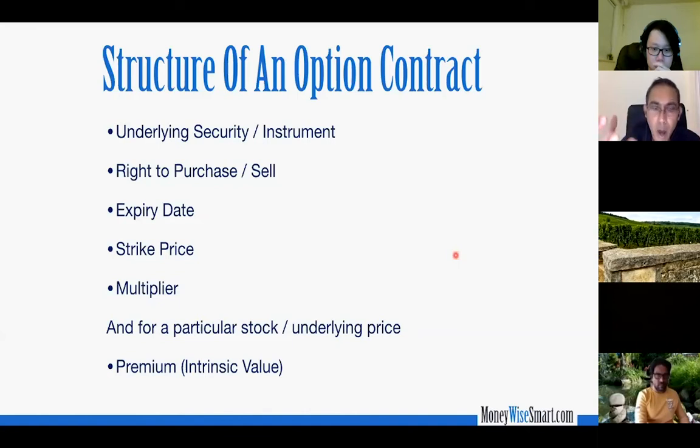Similarly, to buy an option, you need to pay a premium. And as part of the structure of the option contract, which is for a particular underlying price, the premium has an intrinsic value. It can be 0 or higher than 0. So we will see that.